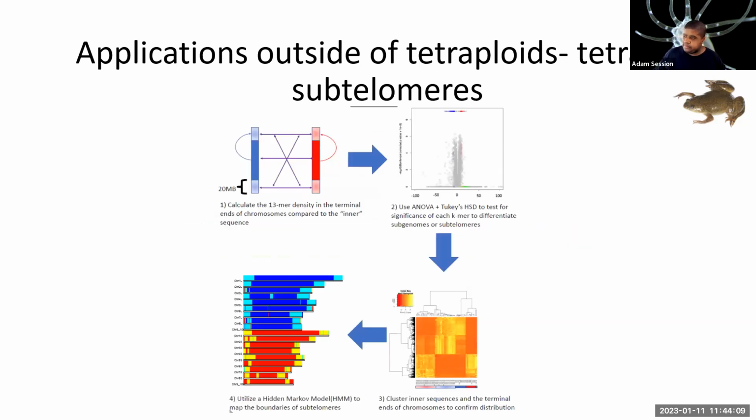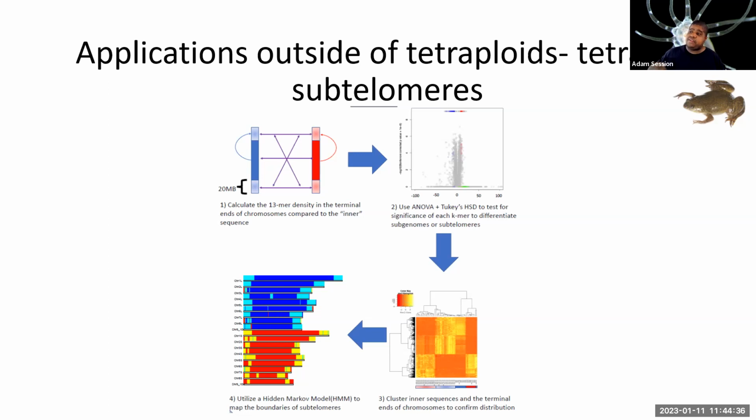The general method we're using here is to trim off the terminal ends of the chromosome. I will say this 20 megabase length is something that's specific to amphibians. The subtelomere length in mammals, for example, is around 500 kb to a megabase. It's something that changes very much even within vertebrates when comparing different groups.